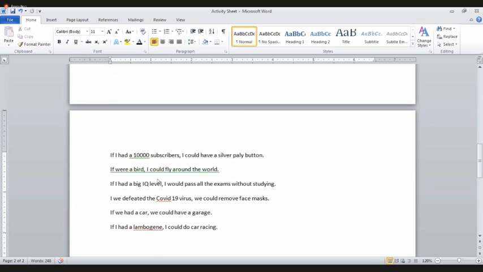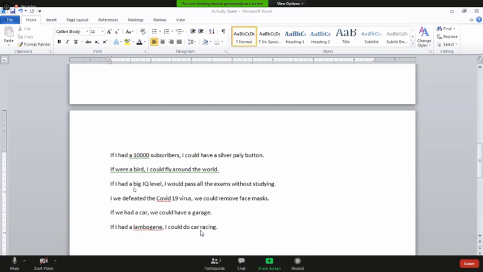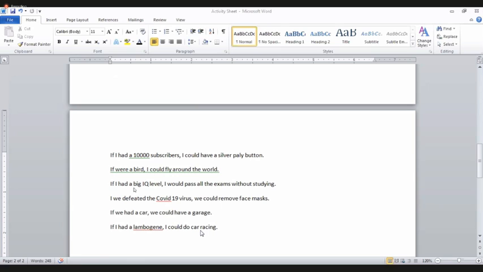So before moving to the third conditional, the last conditional, I told you there are 4 conditionals in English: zero conditional, first conditional, second conditional, and third conditional. Third conditional is a little difficult. So before moving to the third conditional, let's practice a little more sentences so that you can be familiar, in the sense you can be thorough.